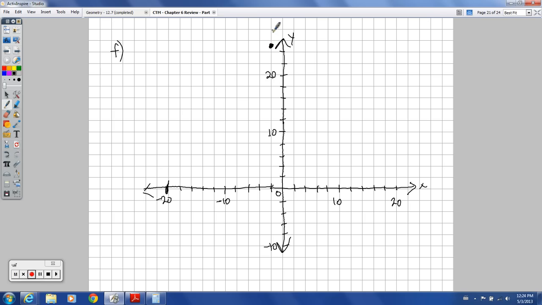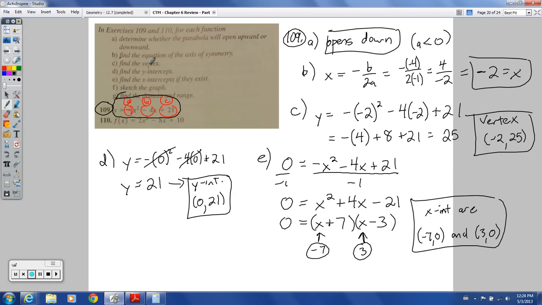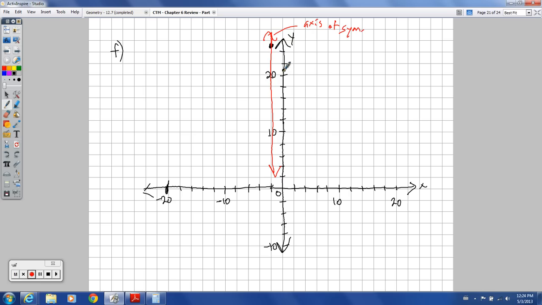This is 24, this is 26, so halfway in between there. That's my axis of symmetry right here. I'll put that in red. Not necessary to draw that, but that's where it would be, axis of symmetry. And then from there, my y-intercept was at 21, I believe it was. Is that right? Yep, 21. And then x-intercepts -7, 0 and 3, 0. At 21, we've got a point. We've got a point at -7, 0 right there, and at 3, 0 right here.